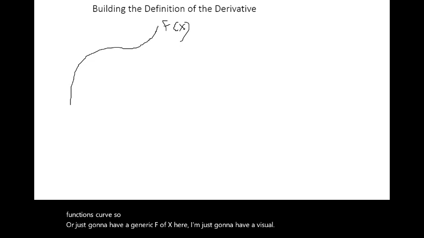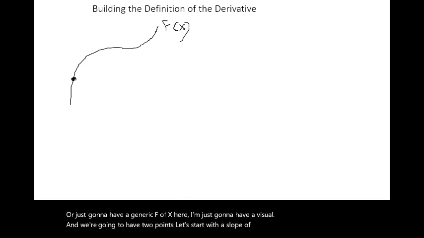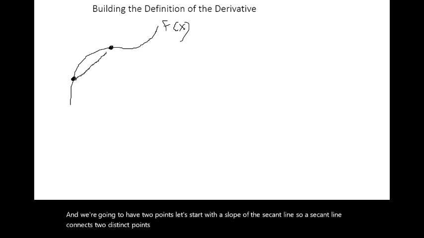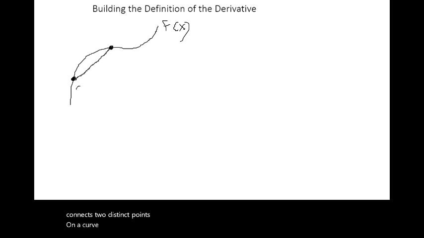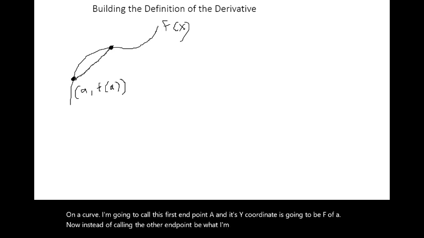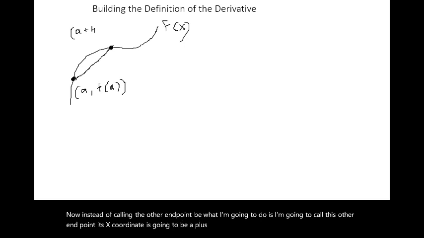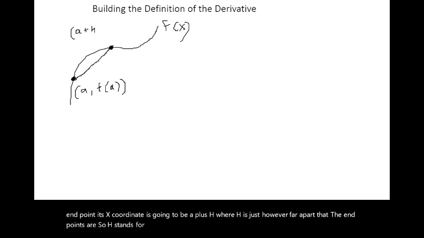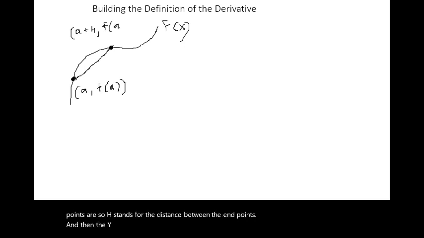And we're going to have 2 points. Let's start with the slope of the secant line. A secant line connects 2 distinct points on a curve. I'm going to call this first endpoint A, and its y-coordinate is going to be f of A. Now, instead of calling the other endpoint B, I'm going to call this other endpoint's x-coordinate A plus h, where h is just however far apart the endpoints are. So h stands for the distance between the endpoints. And then the y-coordinate that goes with this would be f of A plus h.